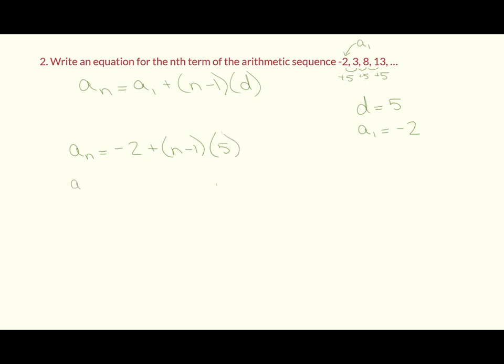So what would we do first? We would distribute that 5 to everything in the parentheses. So that would give me 5n. Negative 1 times 5 is negative 5. Combine any like terms that you can. So you get 5n. Negative 2 minus 5 is negative 7. And that is our final answer.